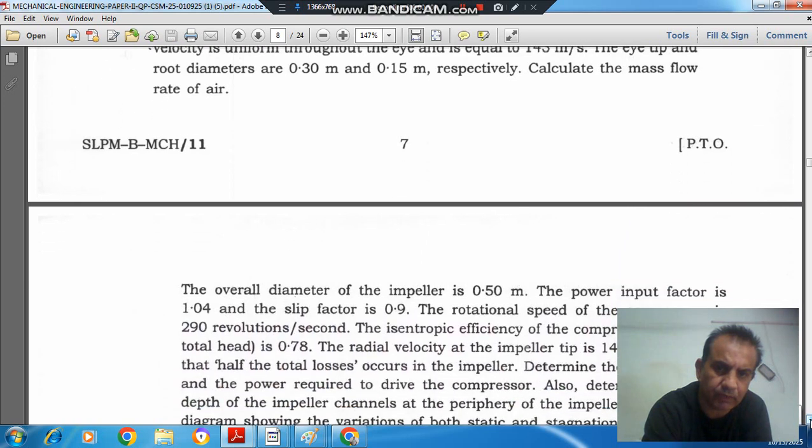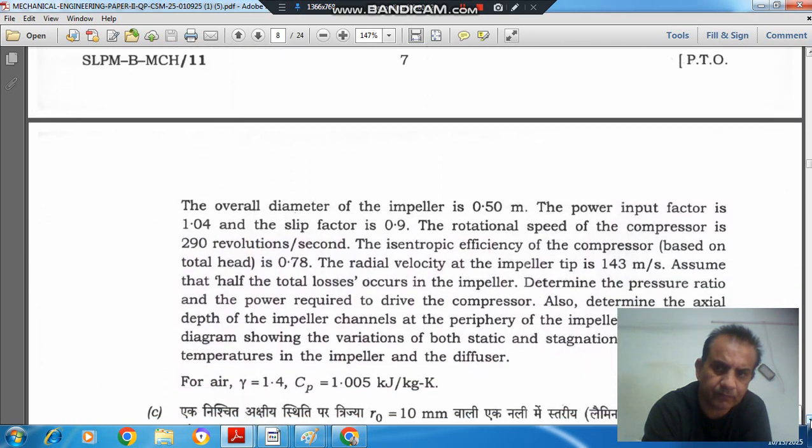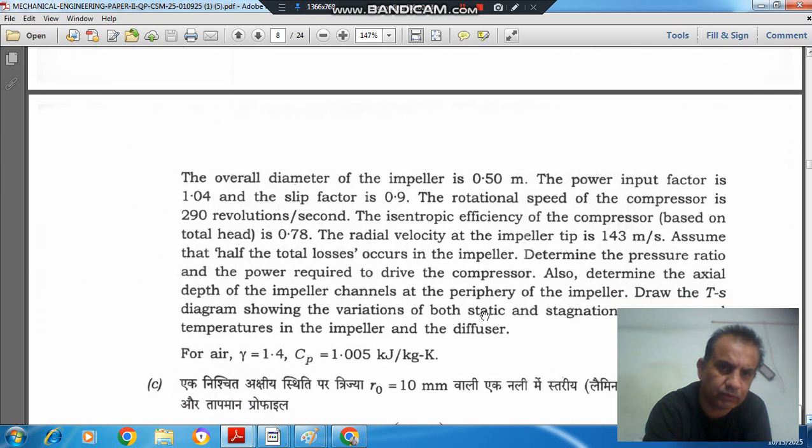The overall diameter of the impeller is 0.5 meter. The power input factor is 1.04 and slip factor is 0.9. The rotational speed of the compressor is 290 revolutions per second. The isentropic efficiency of the compressor based on total head is 0.78. The radial velocity at the impeller tip is 143 meter per second. Assume that half of the total losses occur in the impeller. Determine the pressure ratio and the power required to drive the compressor.